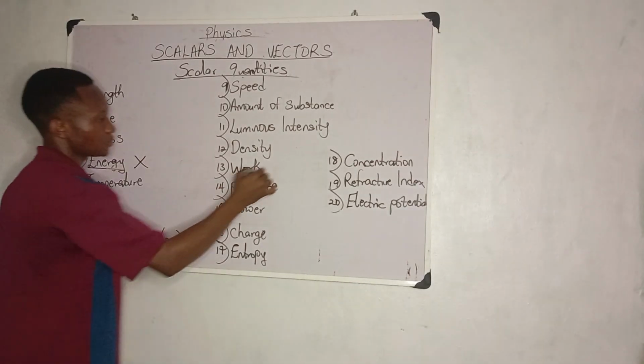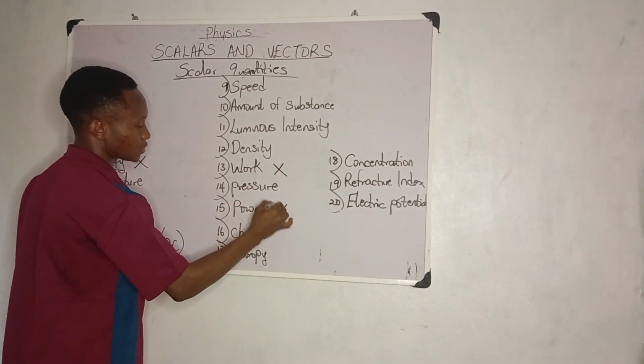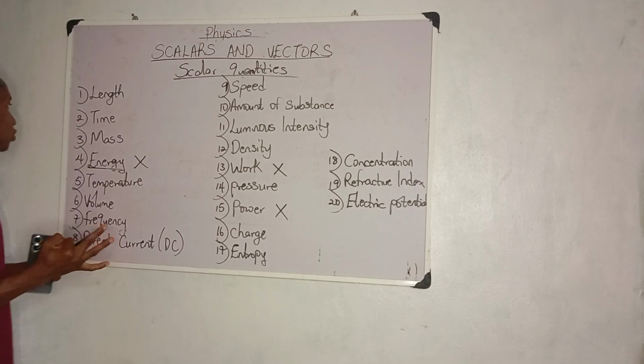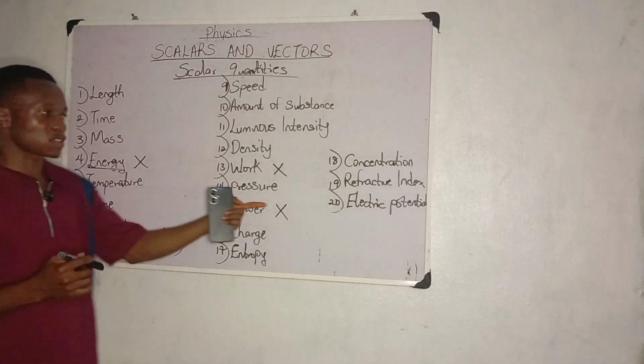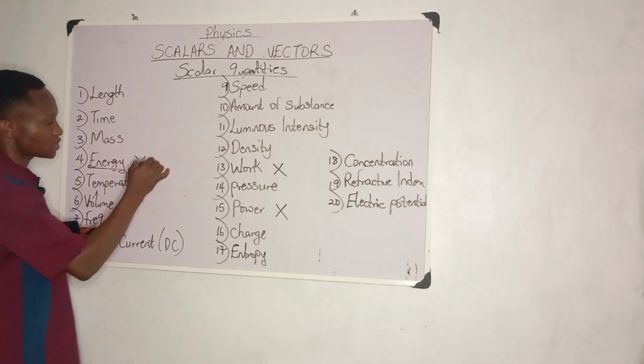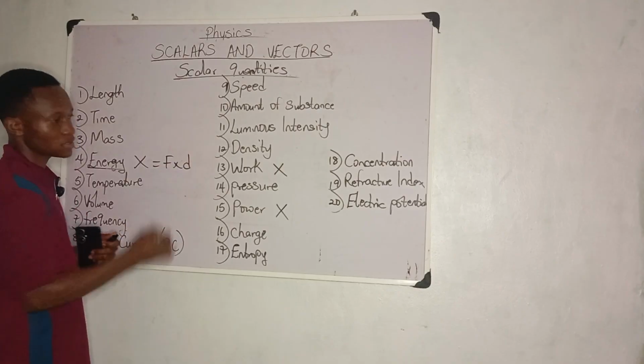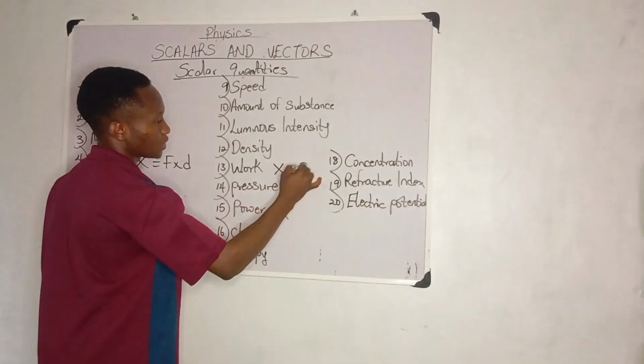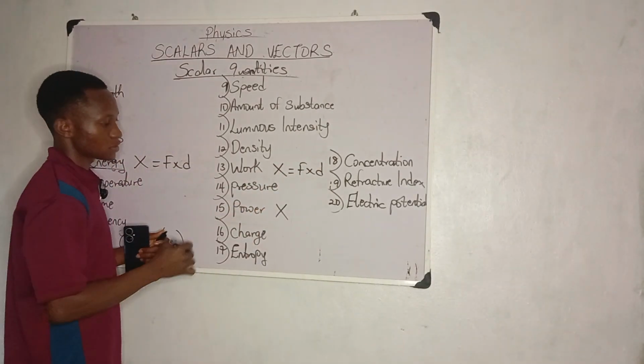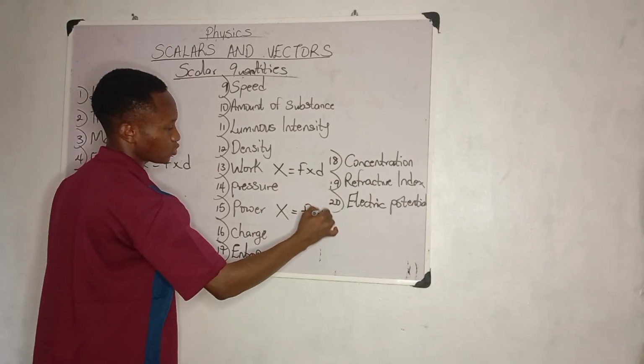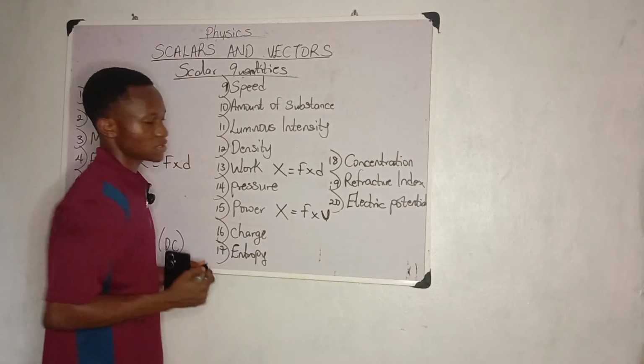Let me mark them: this, this, and this. These are the 3 quantities that can have force inside their formulas. Here is force times distance, and here also is the same thing as that of energy, force times distance. So right here we could have force times velocity.